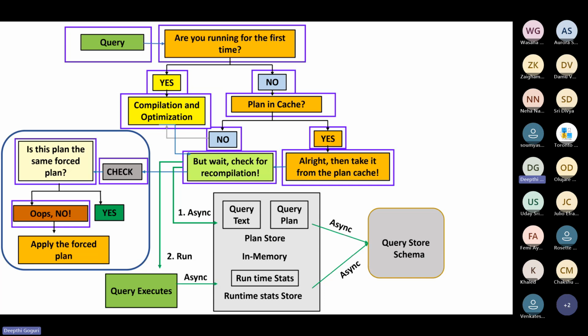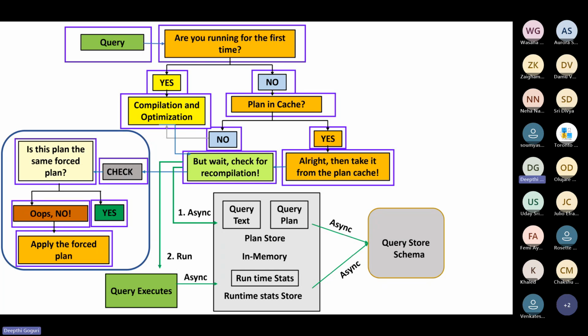So what I will do is I'll build a new plan, and that plan is not at all similar to the forced plan. So in that case, no matter if it is similar or not, I will go ahead and apply that forced plan. But if it is similar, then it will move forward with the same operation to produce the results.